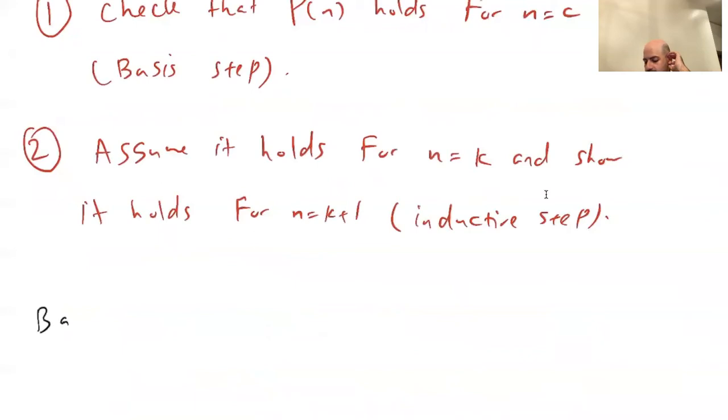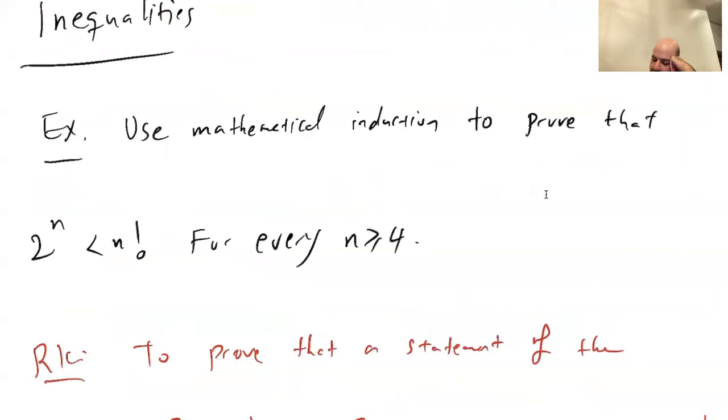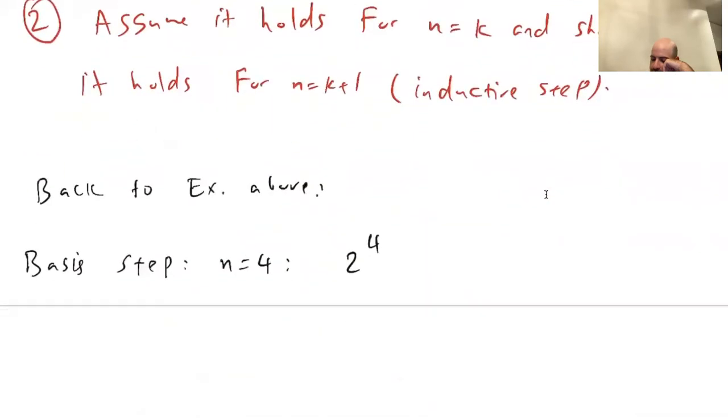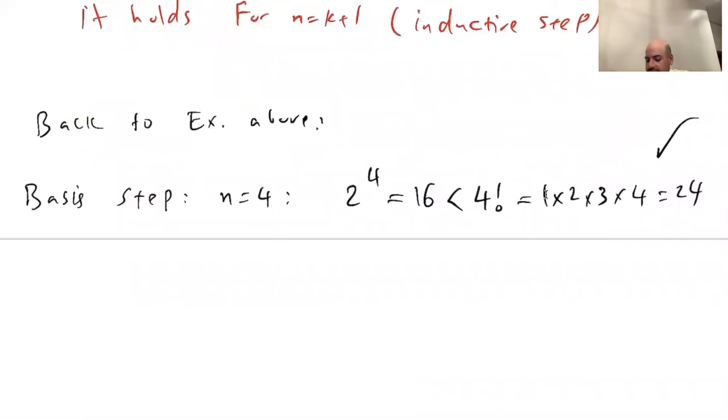So back to the example above. We want to show that this statement holds for every n bigger than or equal to 4. So first we have to check for n equals 4. So, basis step. N equals 4, then 2 to the power 4 is 16, which is less than 4 factorial. 4 factorial, as you know, means 1 times 2 times 3 times 4, and that's 24. So 16 is less than 24. Well, that's true.